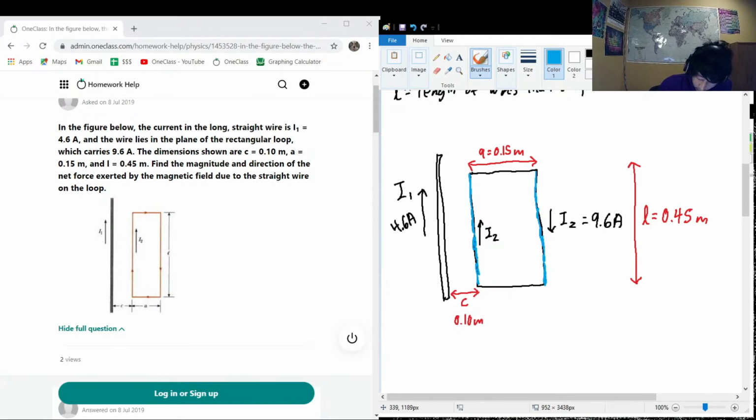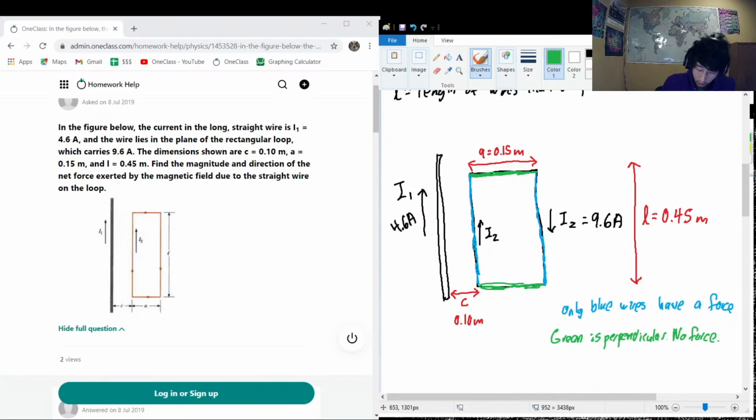Essentially it is only this part and this part, only the blue wires, that have a force. The green parts of the rectangle are perpendicular, so no force. Maybe we can call this section up and this section down, because that's the direction of the current.